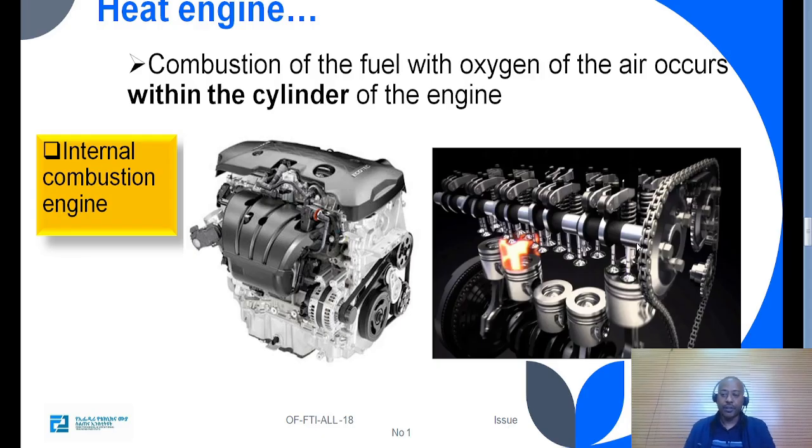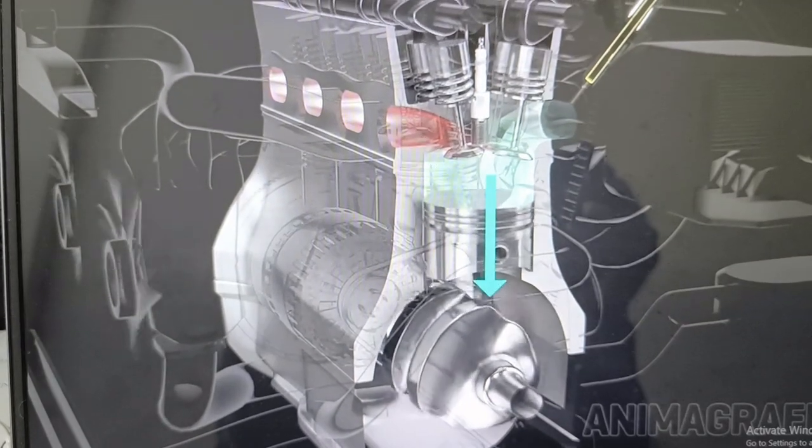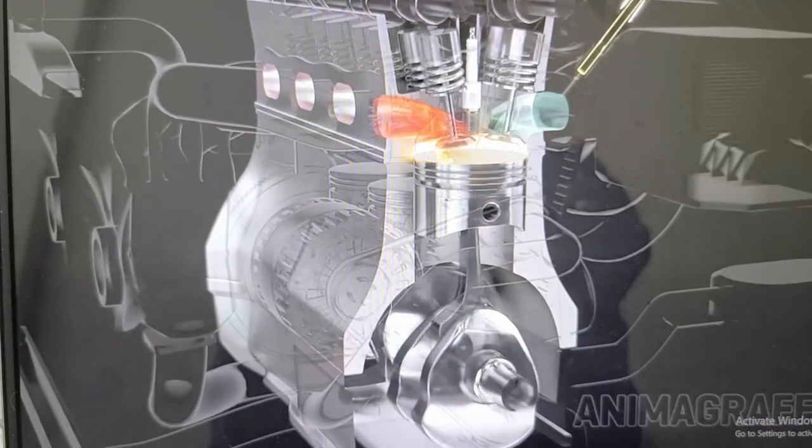Internal combustion engine. In this type of engine, the combustion of the fuel with oxygen of the air occurs within the cylinder of the engine. So in the internal combustion engine, the combustion process takes place inside of the engine. When a piston travels to the end of its range, whether up or down, that's a stroke.